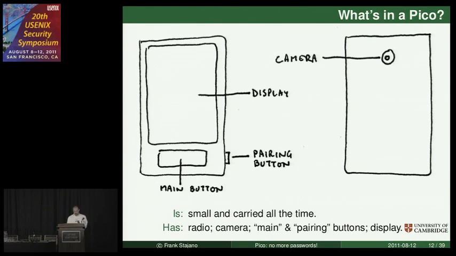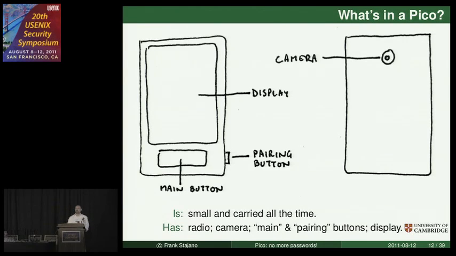What does Pico look like? This is something that looks a bit like a smartphone. Pico is not a smartphone. Pico is not a piece of software on a smartphone, but just imagine something like a smartphone, because you have an easy thing to visualize. There's a camera, there's a display, there's a couple of buttons. It's something that's small, that you carry all the time. A smartphone is relevant because although you might ask who would want to carry another gadget, people do carry a smartphone.